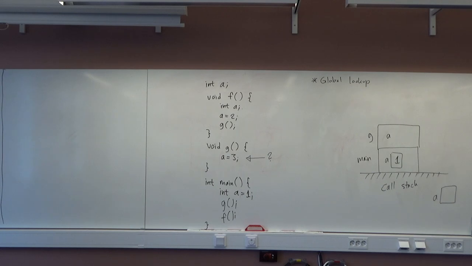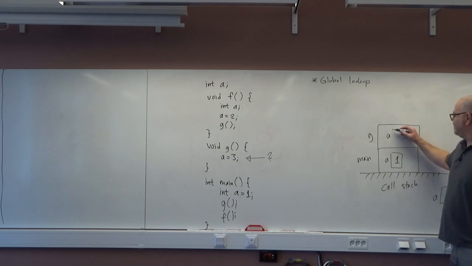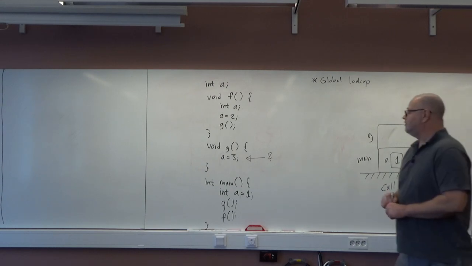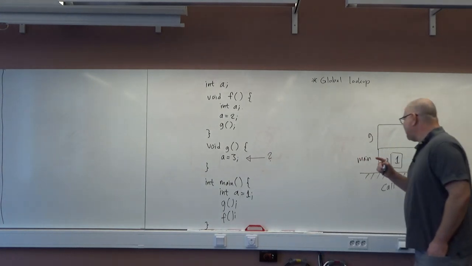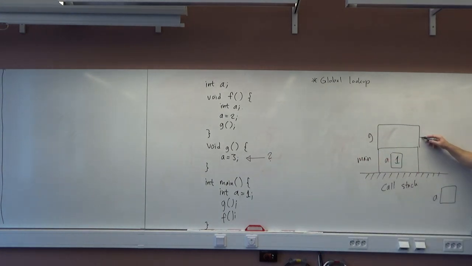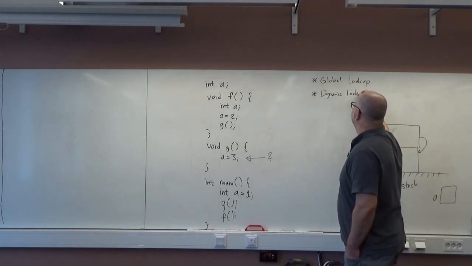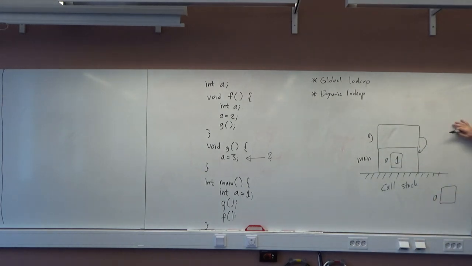Now, how do I look up the variable a here? Well, as we said, global lookup, or you can have what is called dynamic lookup. Just follow this link to where this one was called from. It was called from main, so it must be this a then. Okay, possible to do.